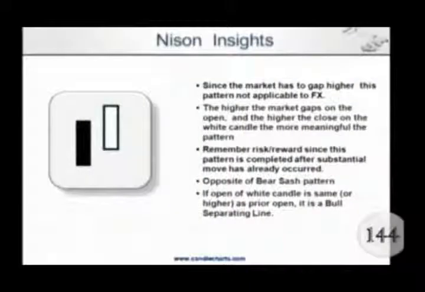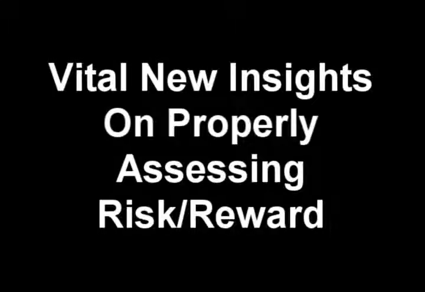If the opening of the white candle is the same as the prior opening, it's a bull separating line. We're going to look at that in a minute. So in other words, if the opening here is the same as the opening here, and this white candle keeps on going higher, it's a bull separating line. We're going to look at that as we progress next.